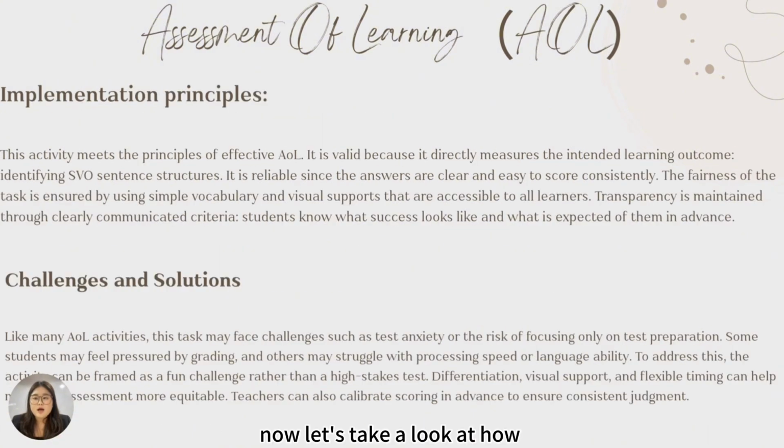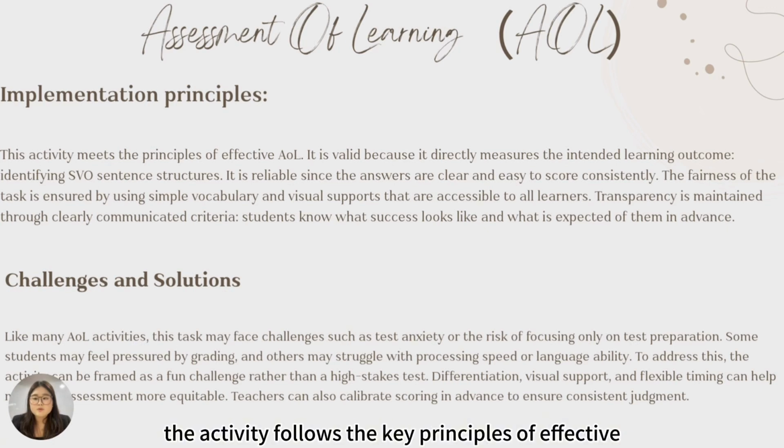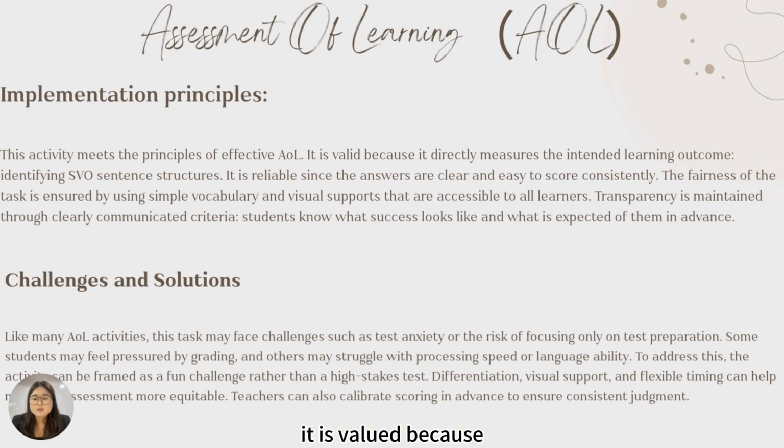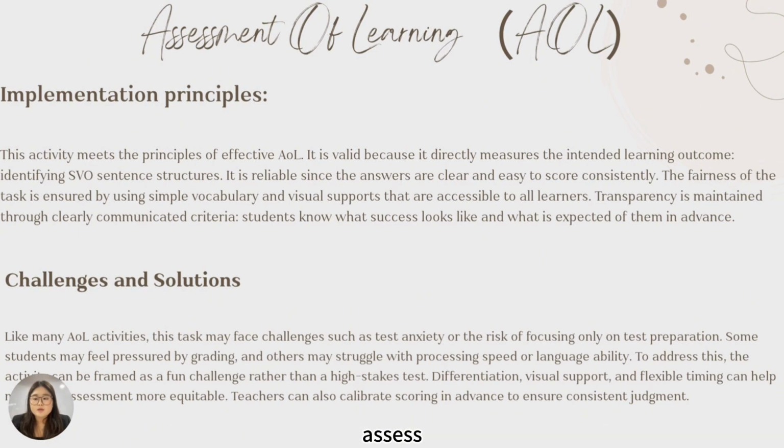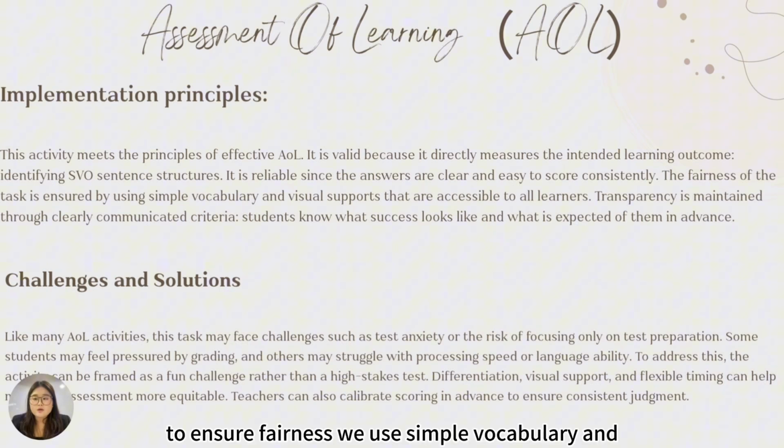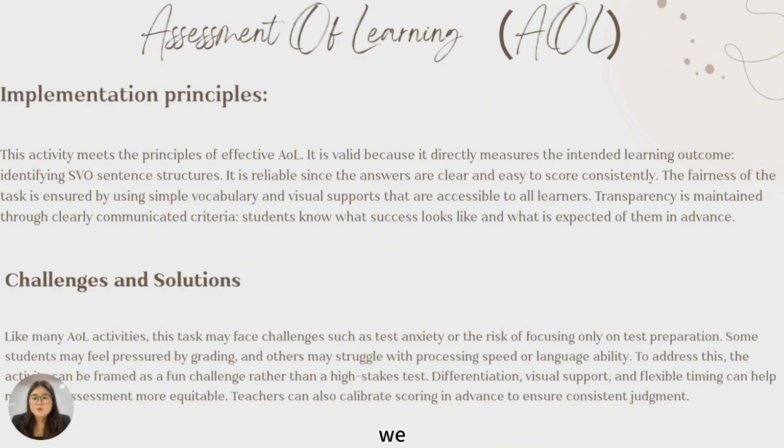Now, let's take a look at how this assessment is implemented in a fair, effective, and student-centered way. First, the activity follows the key principles of effective assessment of learning. It is valid because it directly measures the learning outcomes: subject, verb, object identification. It is readable as the answers are clear and easy to assess consistently. To ensure fairness, we use simple vocabulary and visual support, making it accessible to all learners. Transparency is also key. We clearly communicate expectations so students know exactly what success looks like.